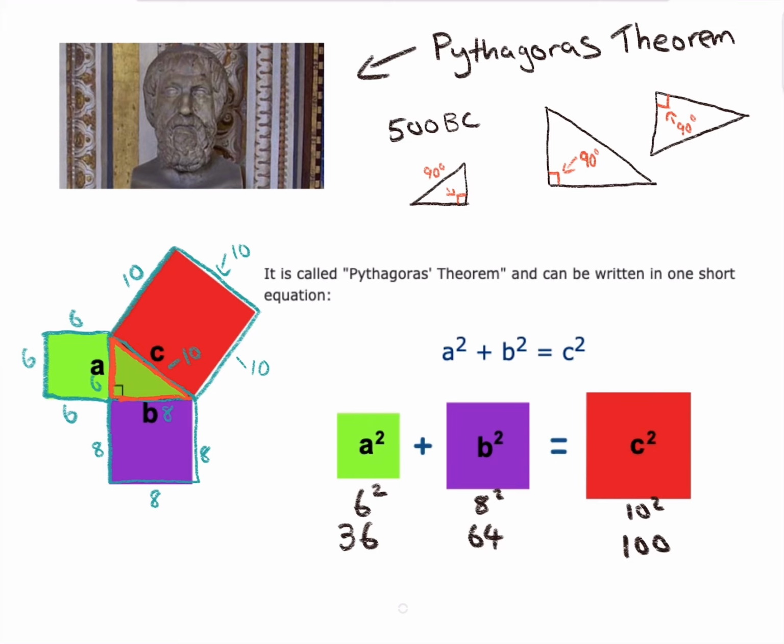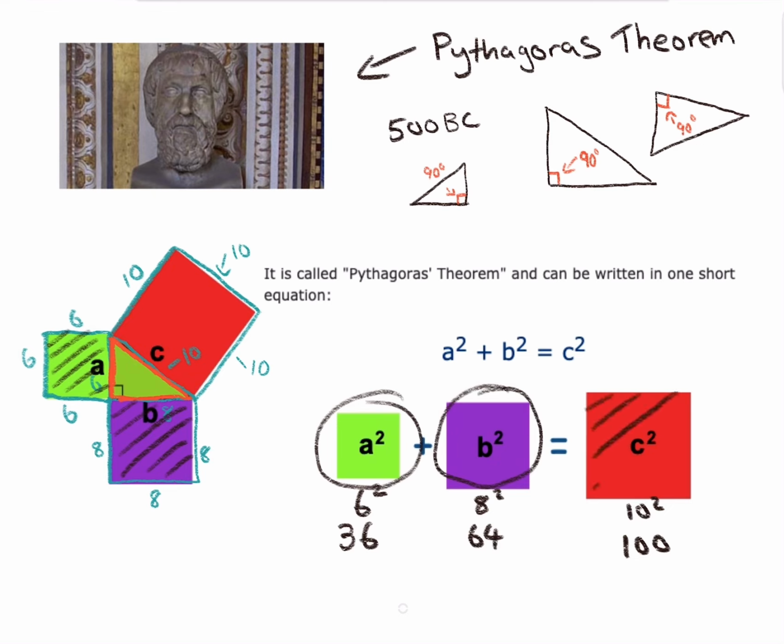Now, what Pythagoras figured out was if you drew squares on each side of the right-angle triangle, and you added A and then you added B, you added those two together, this one and this one, you would get the same as C. You'd get the same as C. And let's see if that's true. So we figured out that A squared is 36 and B squared is 64. And if we add those together, we get 100, which is the same as this.